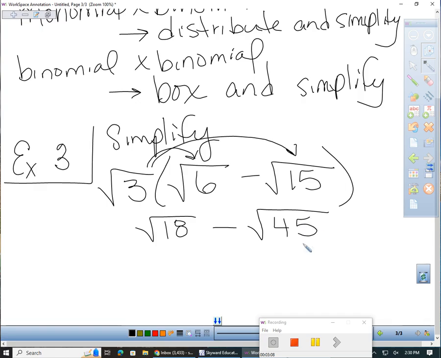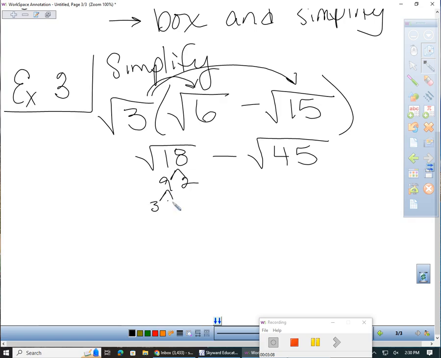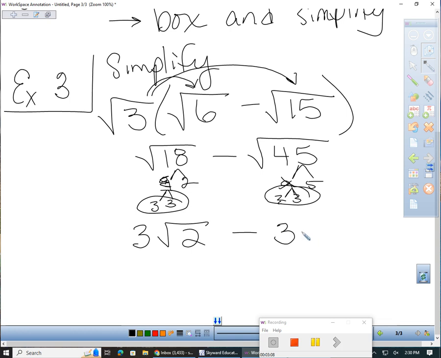Now we have to simplify them. The square root of 18 breaks down into 9 times 2. 3 and 3. So our group of 3's come out. 2 stays home. Minus 45 is 9 times 5. 3 and 3. So group of 3's comes out. 5 stays home. Is there any more I can do to this? That is it. Beautiful.